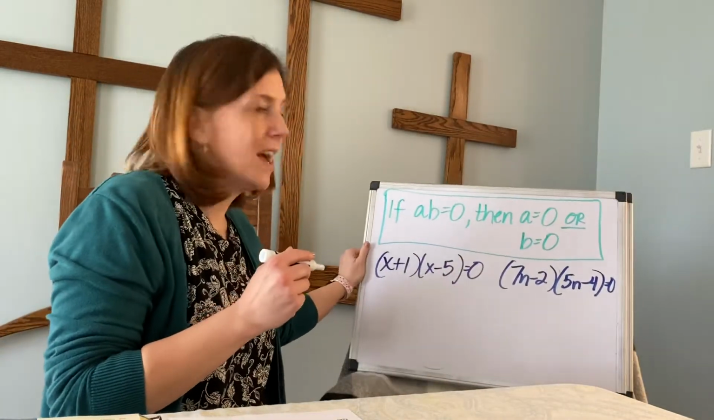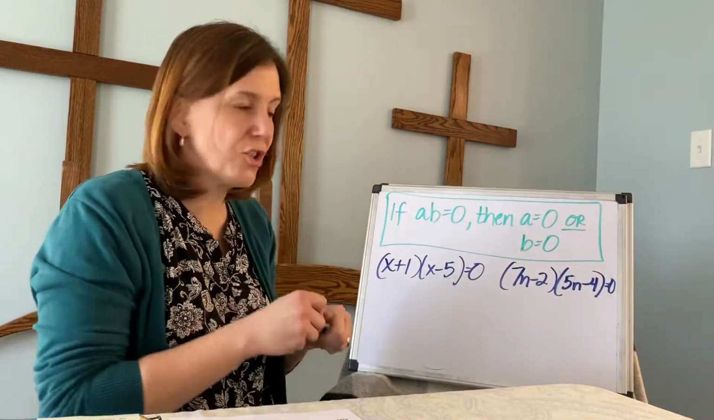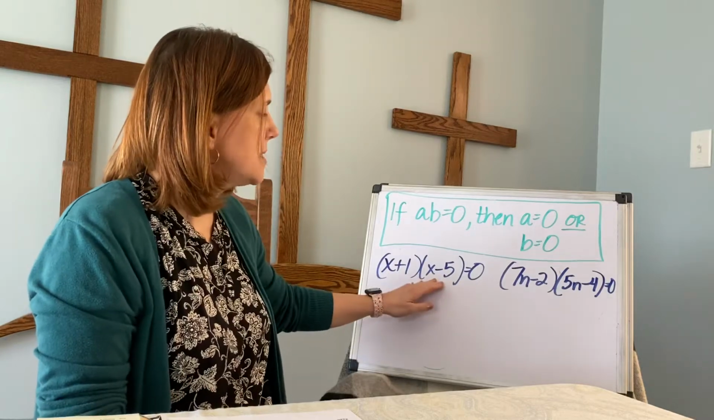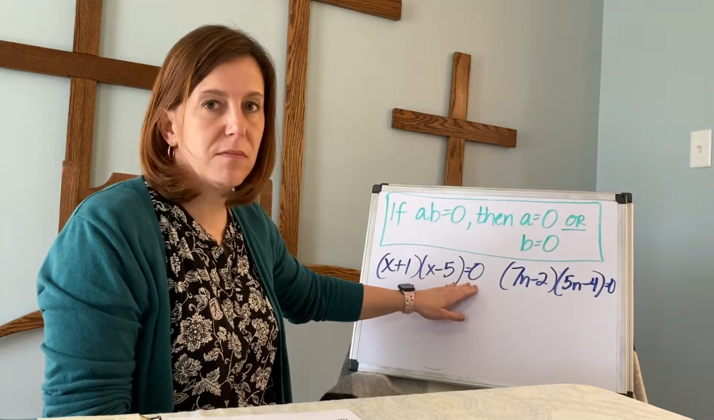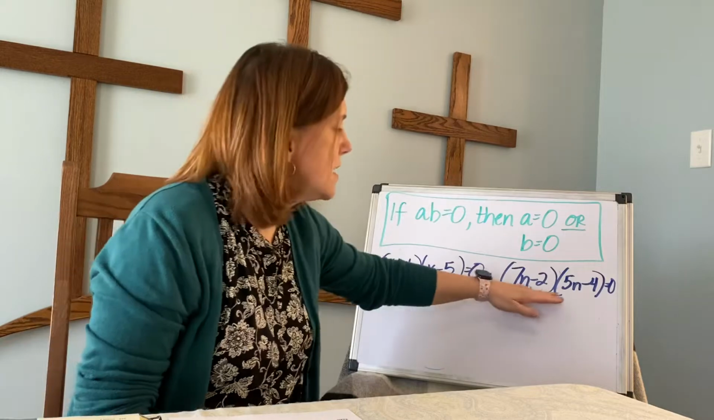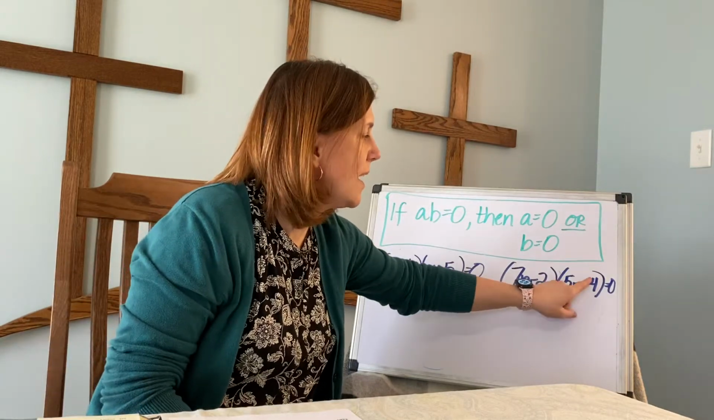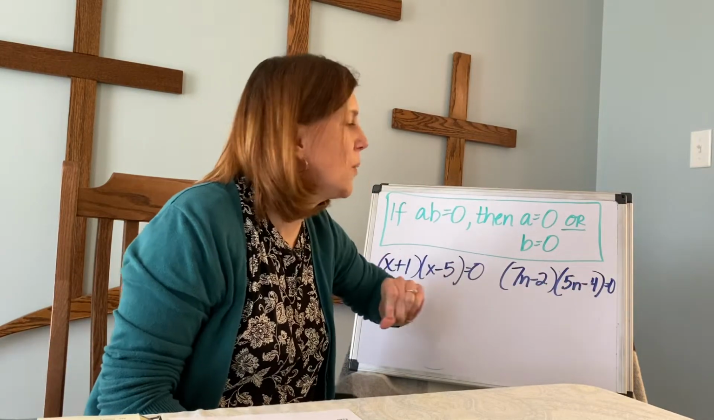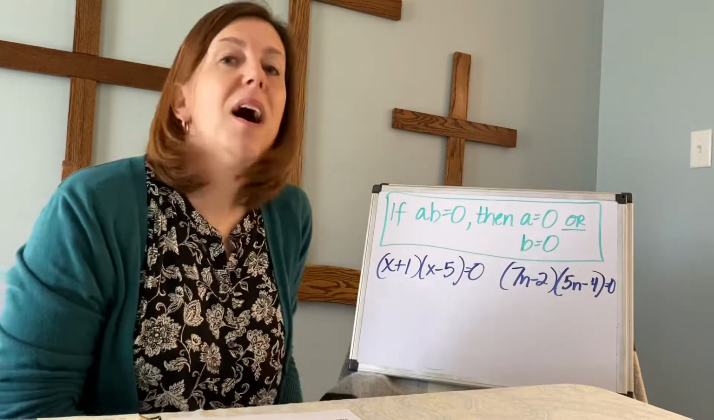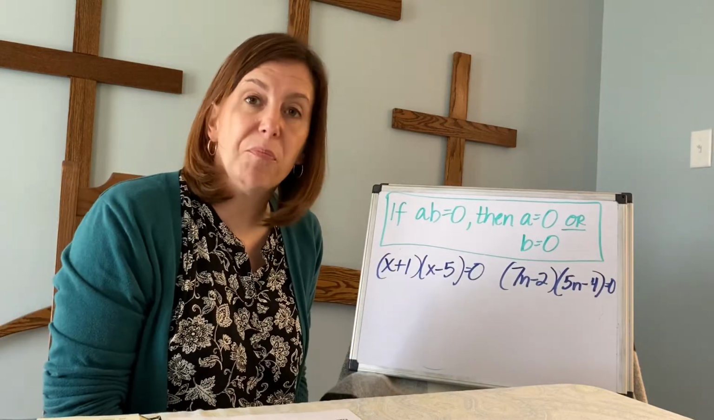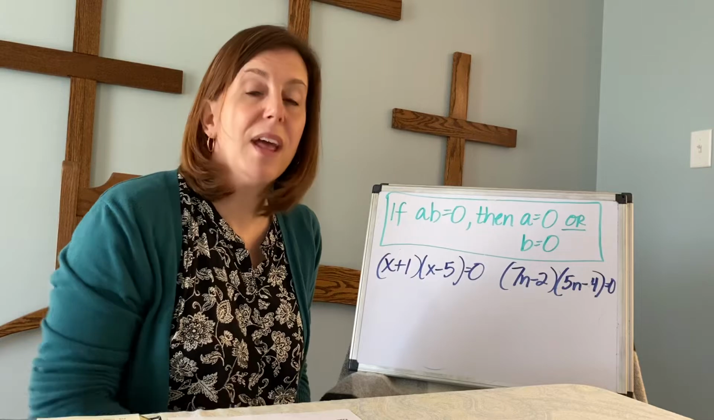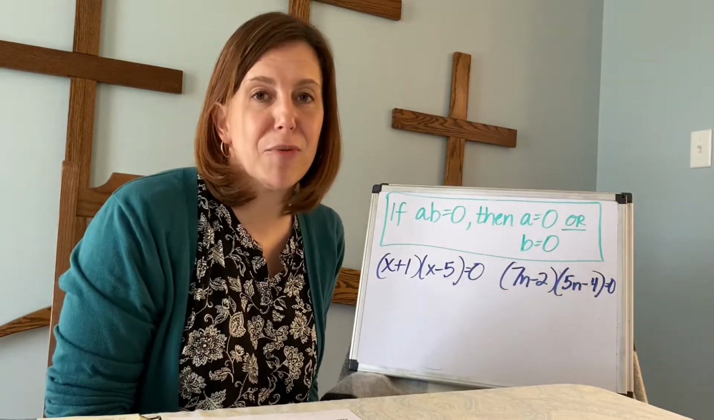Okay, we've got 2 quadratic equations to try. Number 1: x plus 1 times x minus 5 equals 0. Number 2: 7n minus 2 times 5n minus 4 equals 0. I want you to pause the video right now and solve both of these equations on your own, and then come back to me whenever you're ready to go over them.